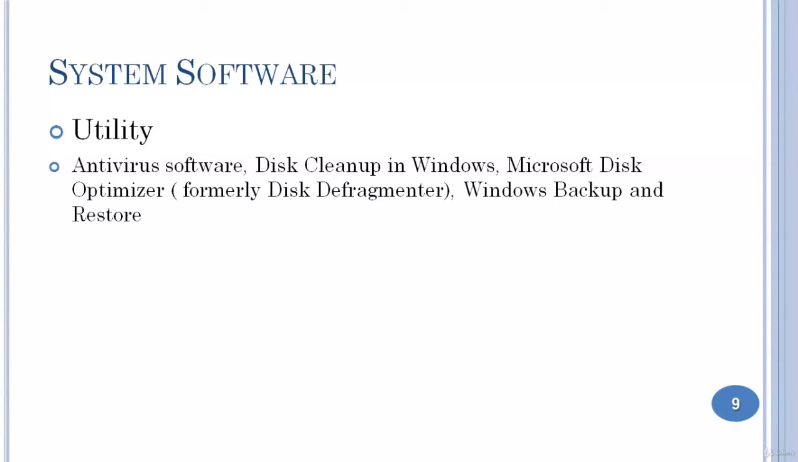Then you have the disk cleanup utility software in Windows, and then you have the Microsoft Disk Optimizer, which was formerly known as Disk Defragmenter. We will discuss disk cleanup and disk defragmenter when we discuss storage devices. And then you have another utility available in your Windows operating system, which is known as Windows Backup and Restore. So all of these software are examples of utility software.